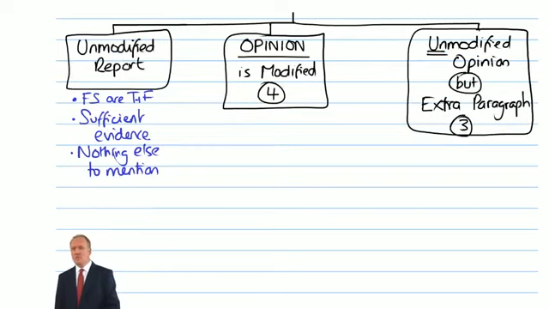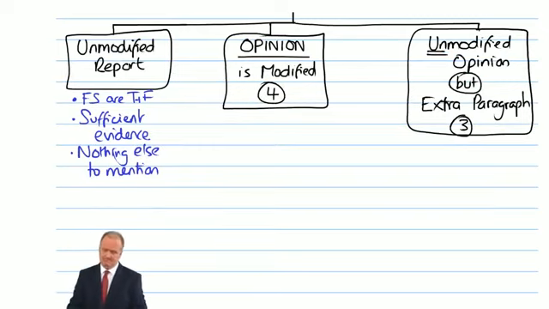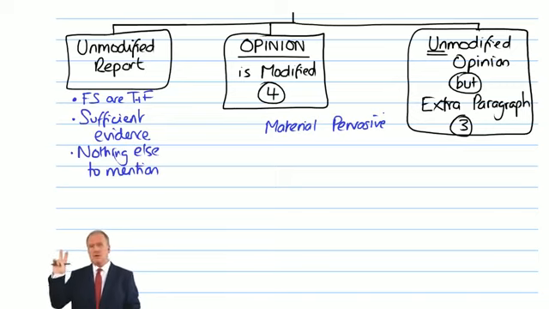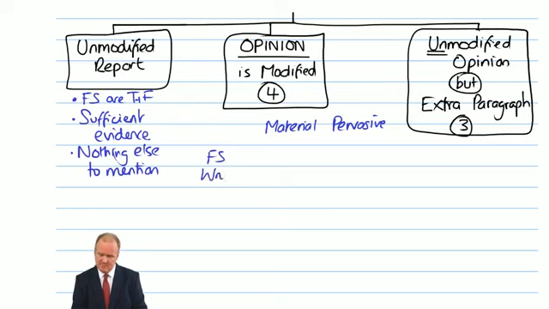There are 4 possible modifications. And the best way of remembering these is in a 2 by 2 table. There are 2 levels of problem called material and pervasive, and I'll talk more about what those mean in a minute, and 2 types of reason for changing the opinion. The financial statements are wrong, or there is a lack of evidence.